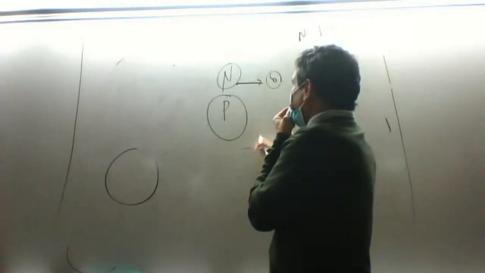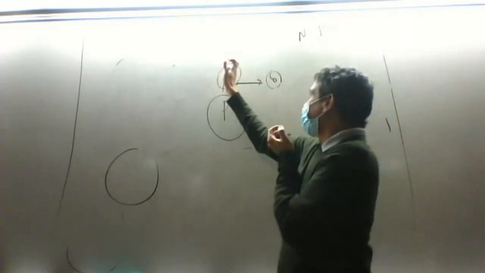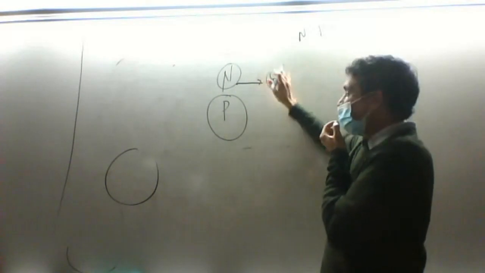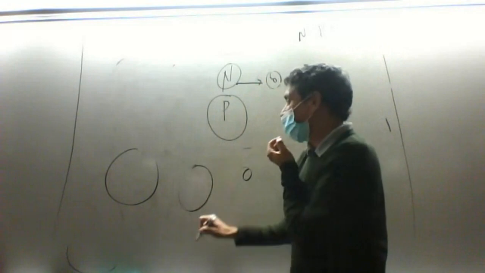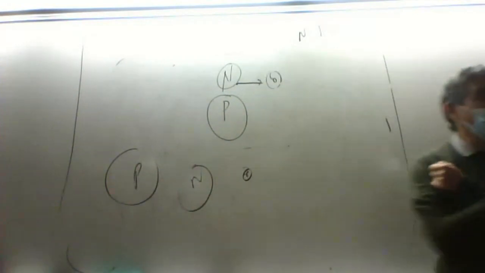And now let's compare this and this. Is this bigger or is this bigger? This is to the left side, this is to the right side. So this is definitely smaller, right? This one is very small. And then nitrogen is somewhere in between. So phosphorus, nitrogen, and oxygen. Make sense?